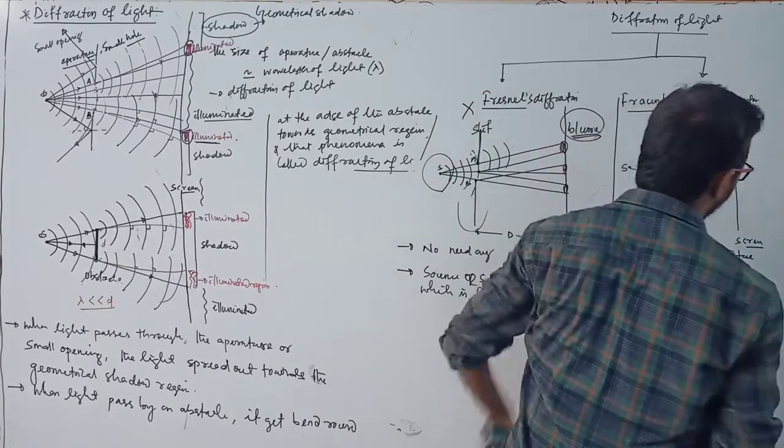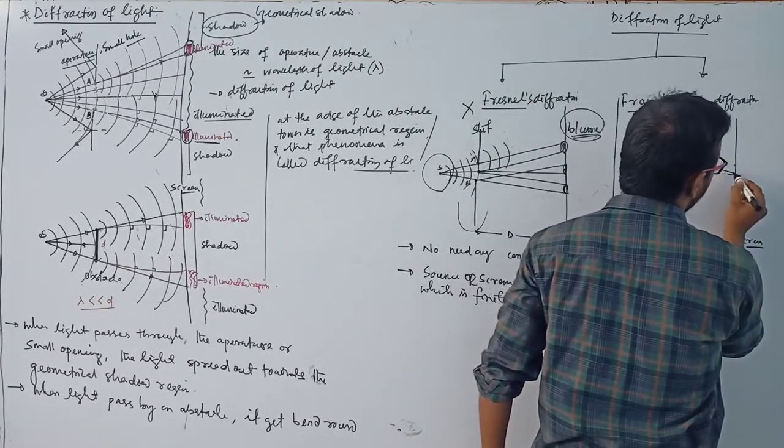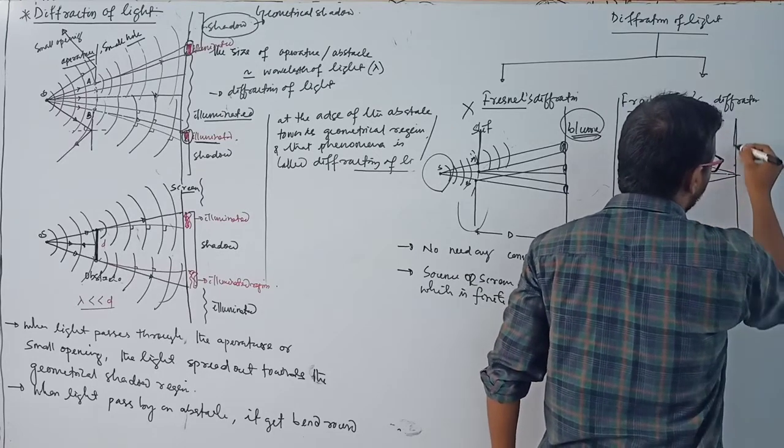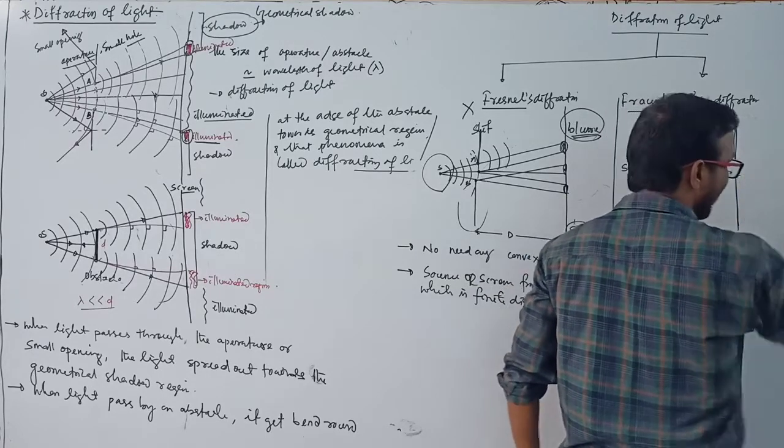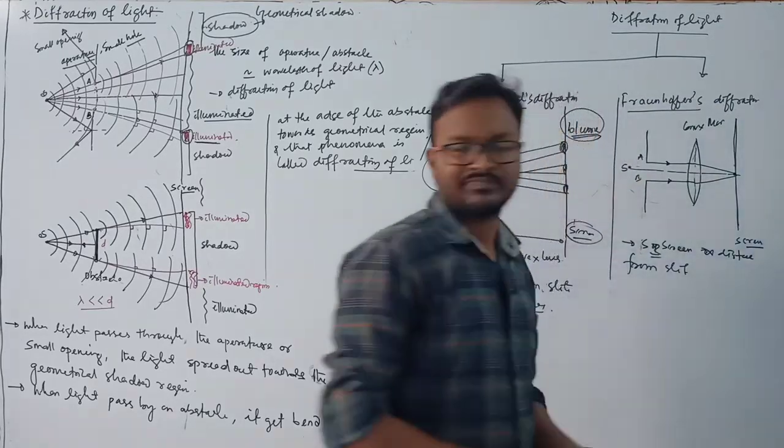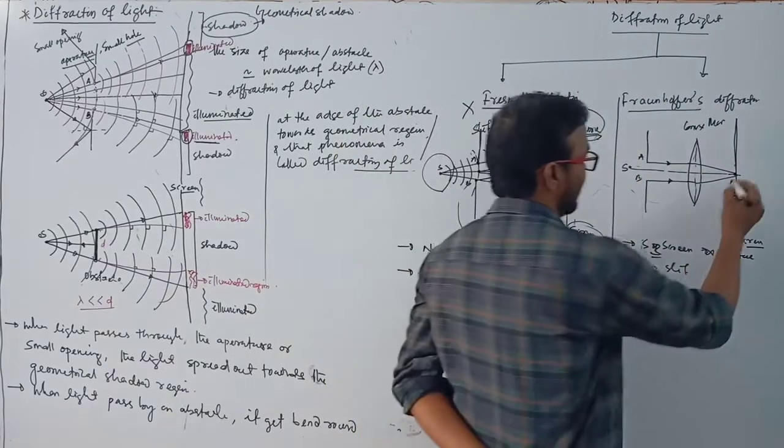It converges towards a focus point. So it converges towards this point. Now we have to place a screen at the focus point, so we get a sharp bright light, or we get a sharp bright point here.